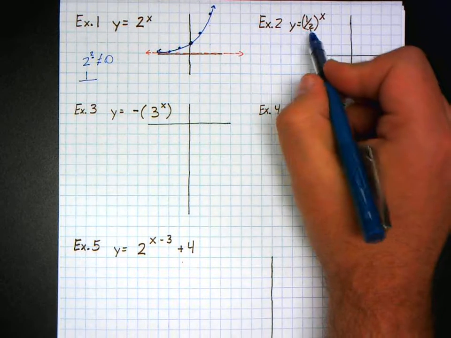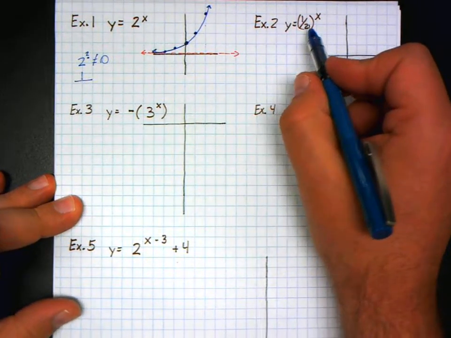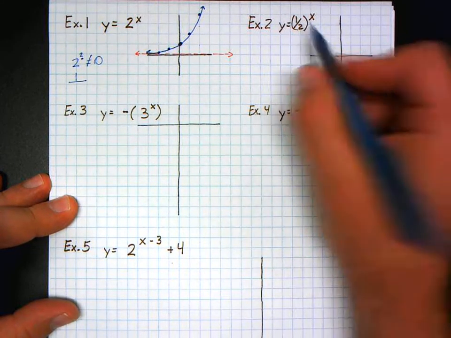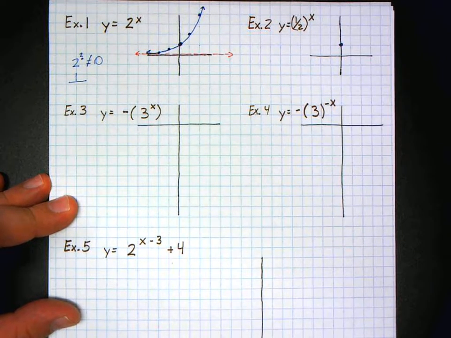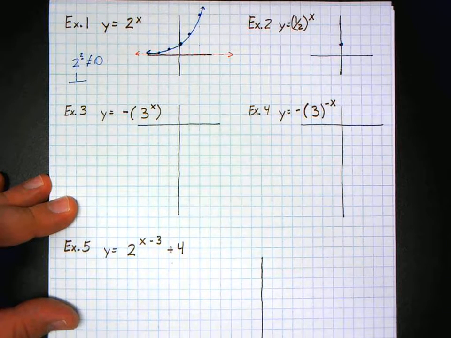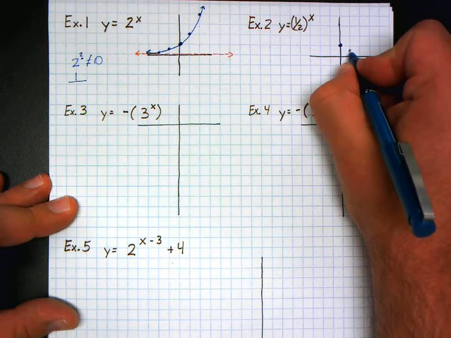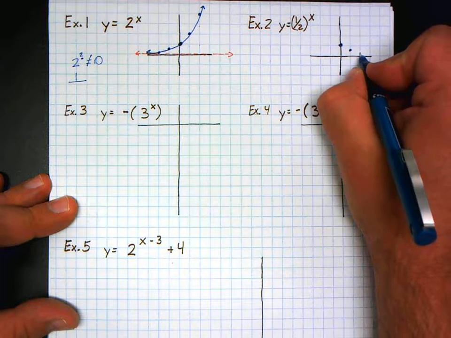Okay, with 1/2, it works about the same way. 1/2 to the 0 would be 1. But this one kind of goes backwards, because what's 1/2 to the 1 power? 1/2. 1/2 squared would be 1/4.